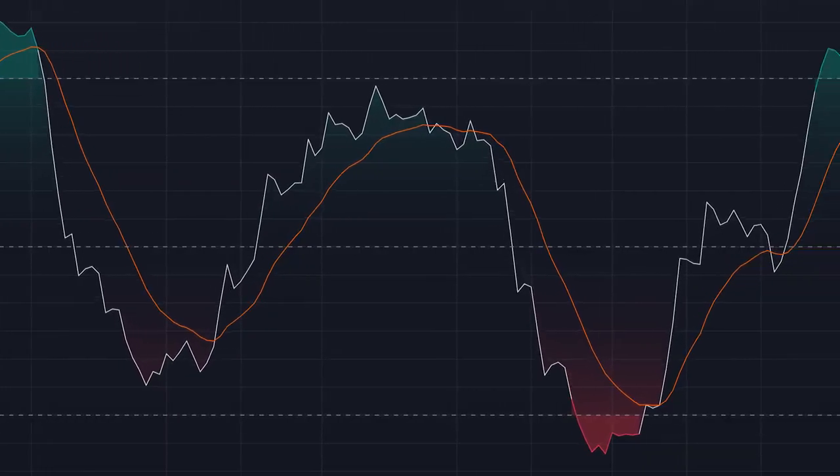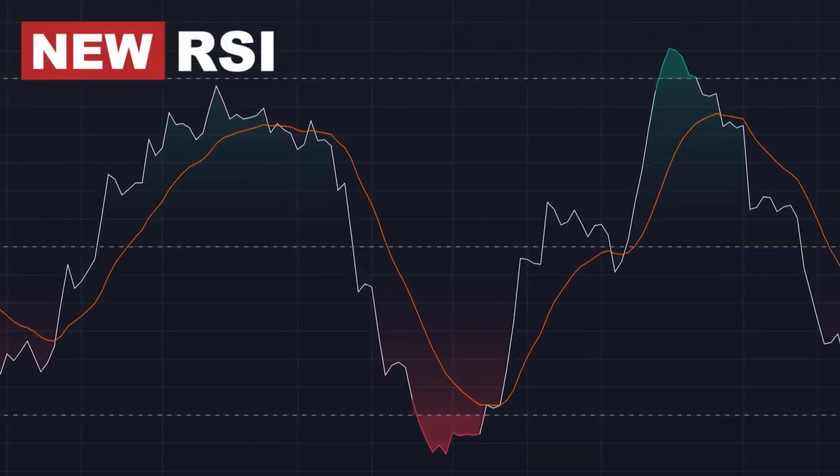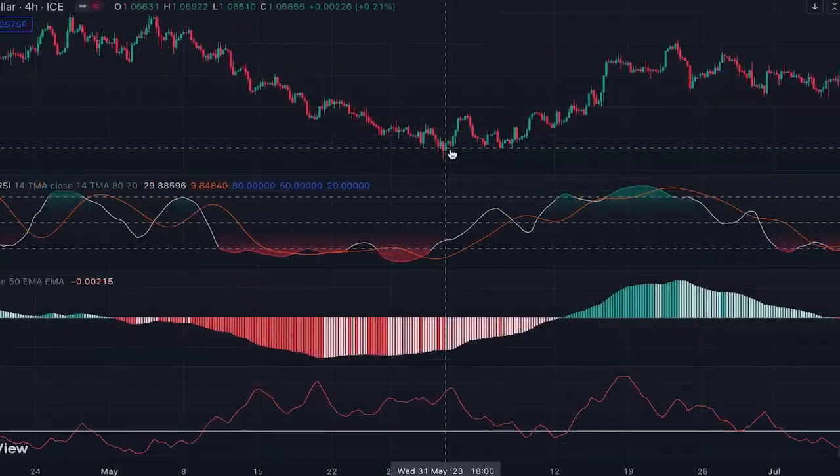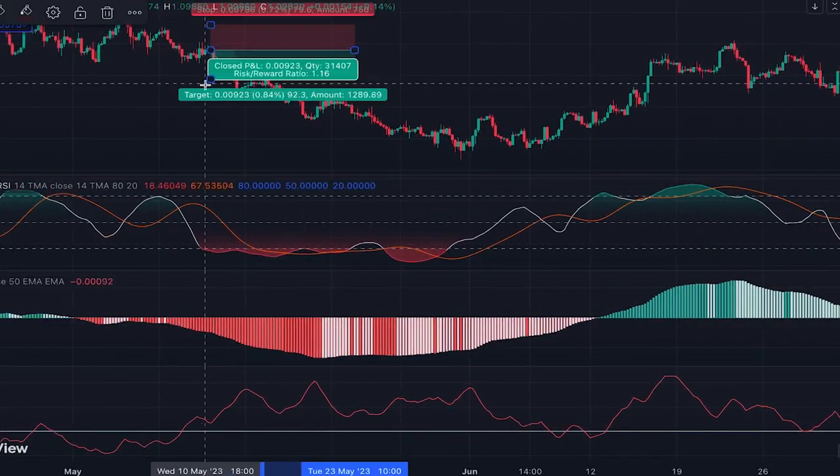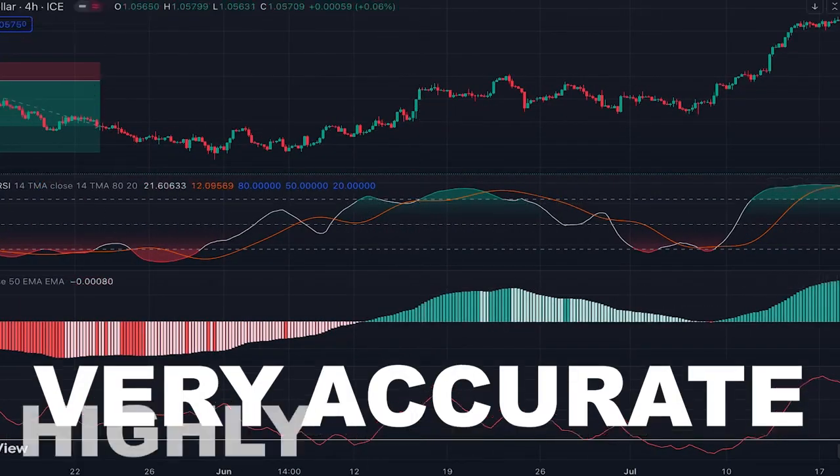In today's video, I want to introduce a new version of RSI which performs incredibly well, and then I will teach you a trading strategy based on this new RSI that is very accurate and highly profitable.